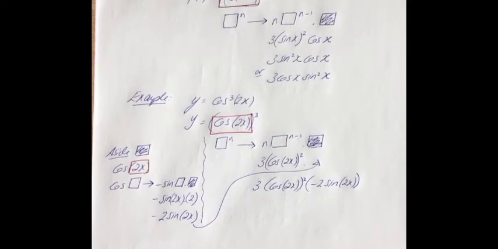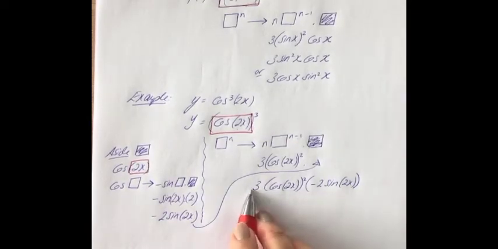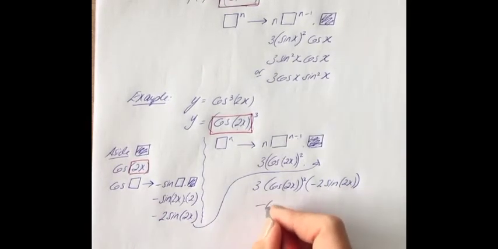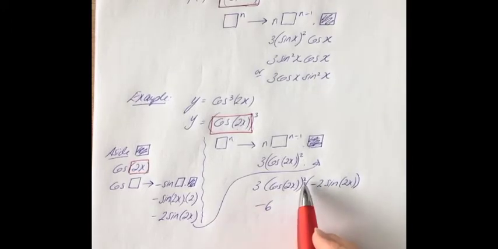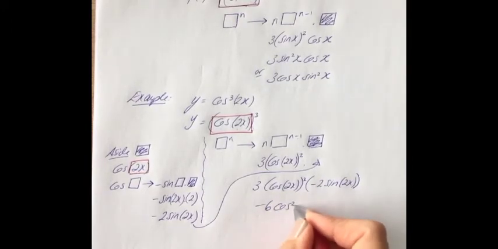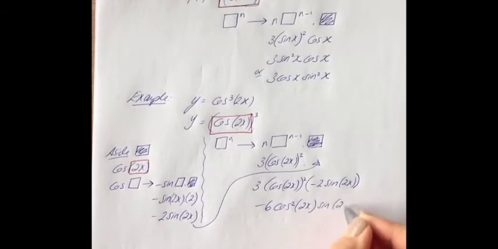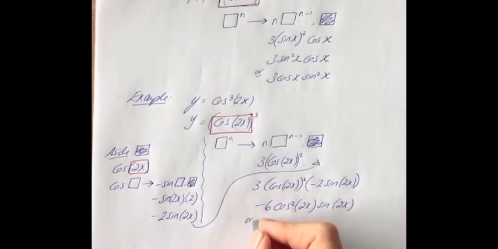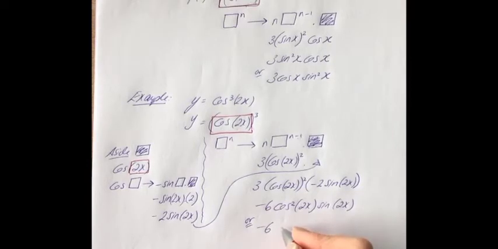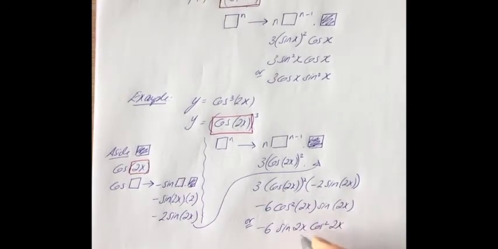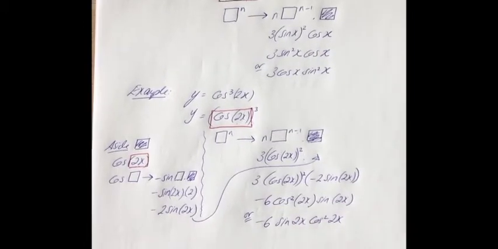All right. So tidying things up, I can multiply the 3 by the minus 2 to get minus 6. Cos 2x all to be squared, we'd write as cos squared 2x. And then, of course, we have sine 2x. Okay, and again, that could be written the other way around as minus 6 sine 2x cos squared 2x. You might have the brackets, you might not.